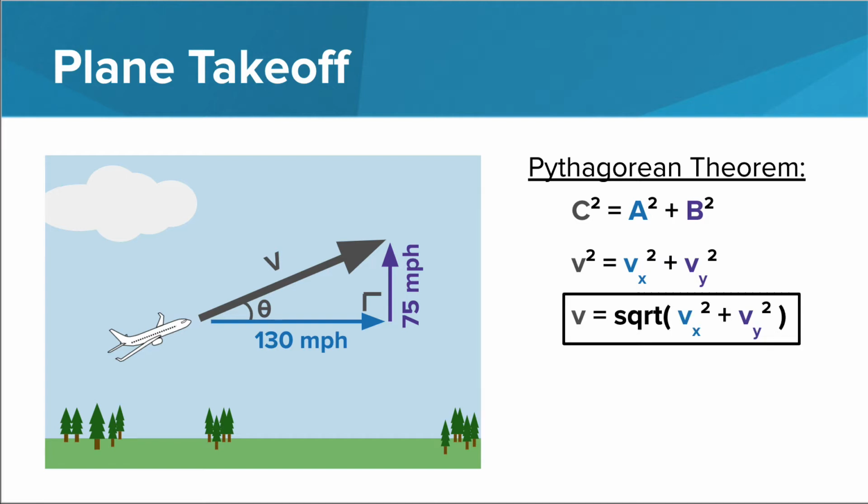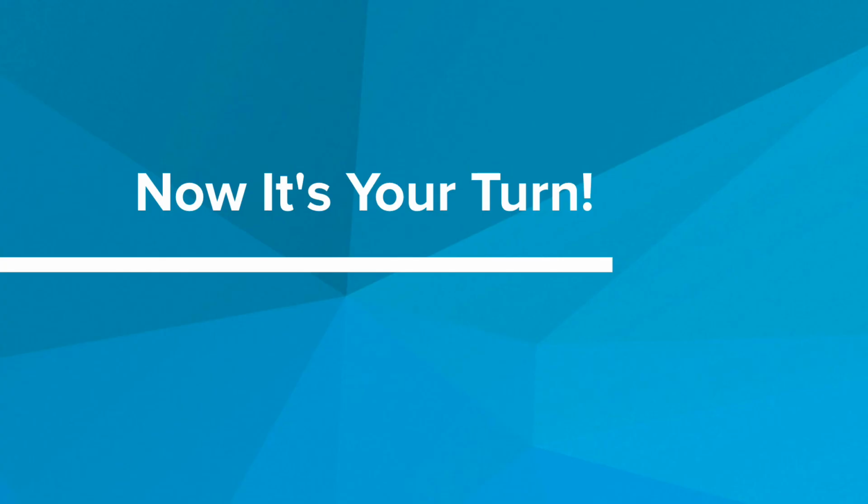Substituting our known values for Vx and Vy, 130 and 75 respectively, we get the final result of 150 miles per hour, which is what we expected. Awesome! Now we're at a point where we can learn how to do this with computer programming.